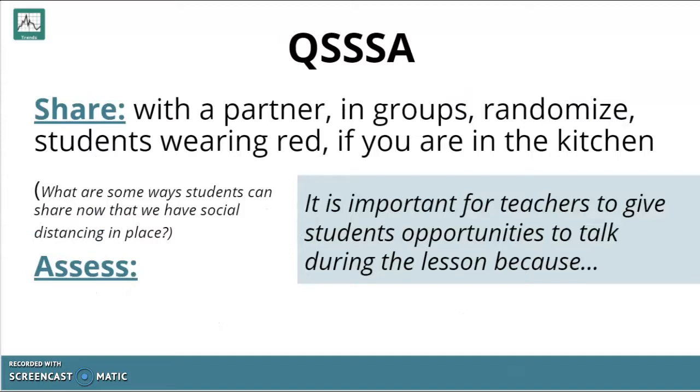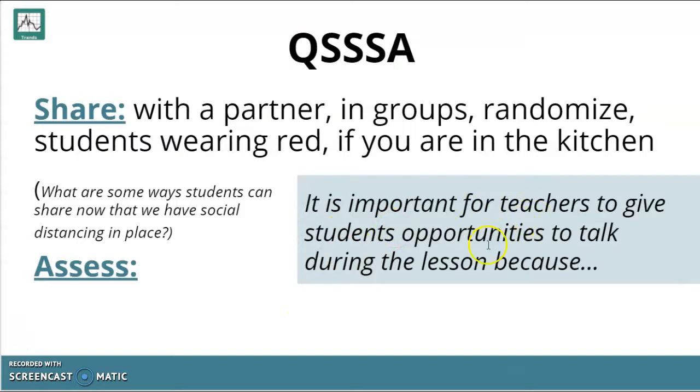And usually we will share with a partner in a group. We will randomly pick someone. Maybe the students who are wearing red are going to be the ones that are going to speak. Or those of you who are in the kitchen doing your work, joining us today, go ahead. You're going to be the one that is going to be sharing today.